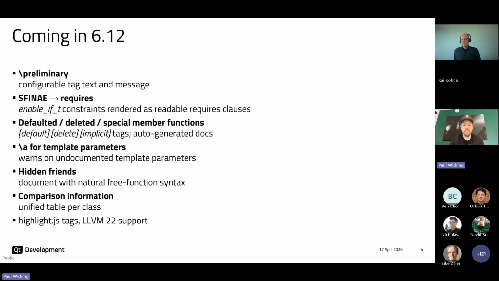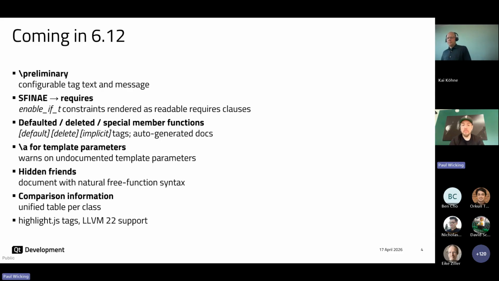Then on to hidden friends. Friend functions with an inline body, so typically operator== or something inside of a class, is technically a free function, but documenting one used to require that you scope it to the class where it was defined. That's confusing. It doesn't match how C++ resolves the call. Now you document it the natural way. So you write \fn operator==(const MyClass &), and the docs match the language.